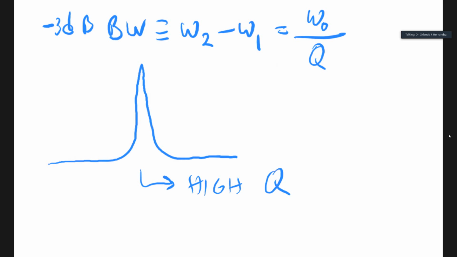So now we understand a little bit about the low pass, and we can make a transformation to high pass, and we also understand a little bit about the band pass, which allows us to make an easy transformation to a notch, also called a band stop, which is really 1 minus the bandpass transfer function.